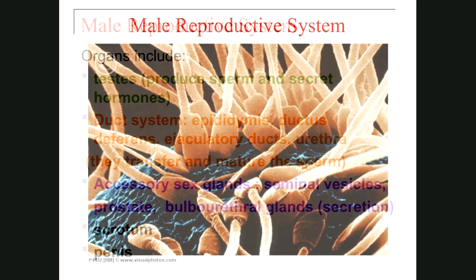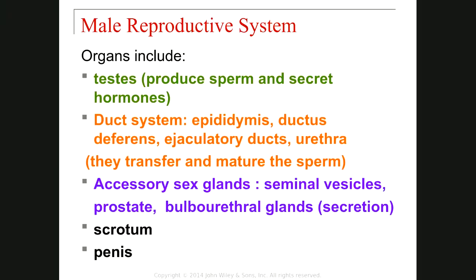Now, you need to know that in the male reproductive system, we have different organs. These organs include testes. We have two testes which can produce sperm and secrete hormones. We have a duct system like epididymis, ductus deferens or vas deferens, ejaculatory duct, and urethra. They transfer the sperm, and during this transfer, they help the sperm to become mature.